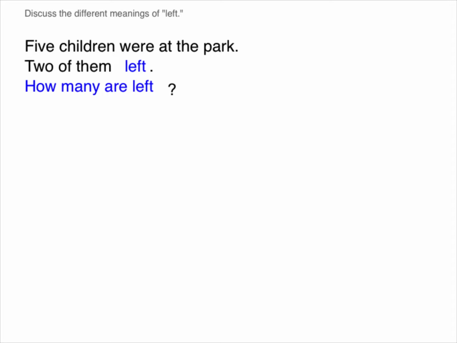5 kids are at the park. 2 of them left. How many are left over? See, I have 2 lefts. This left means they went away. This left means how many do I have left over? So I started with 5. 2 of them left. How many do I have left over at the park? This is not a very good sentence.